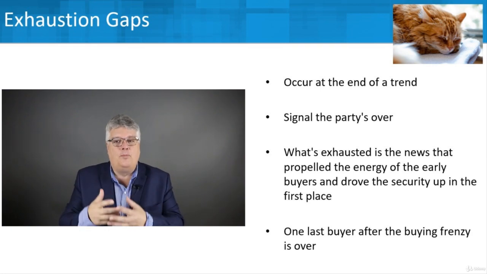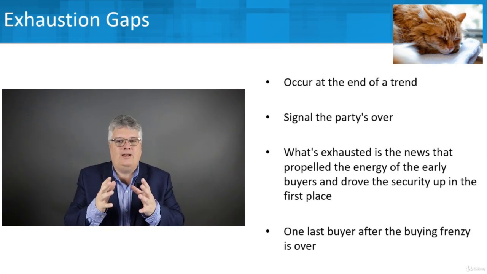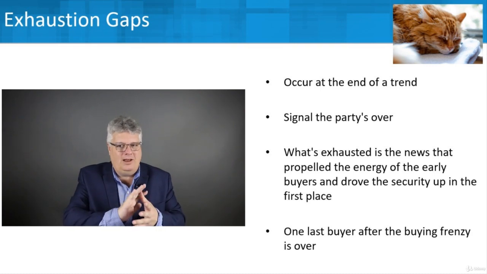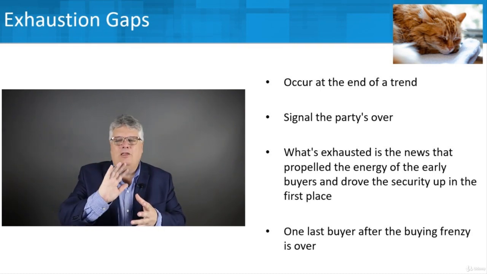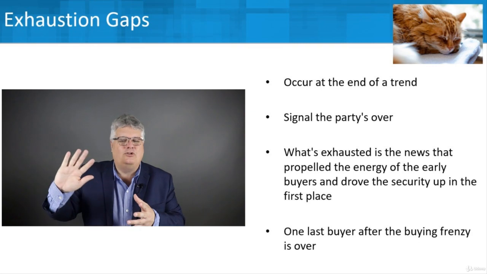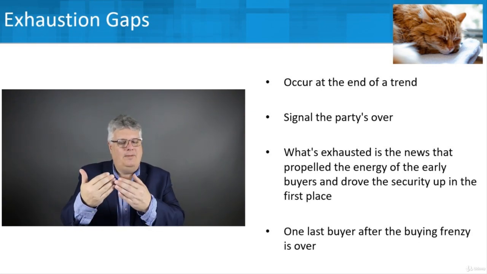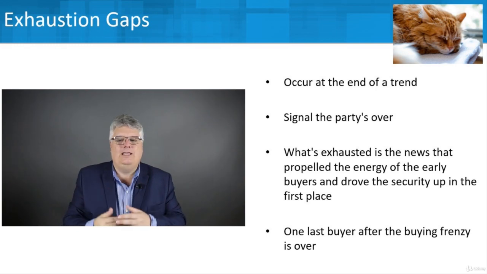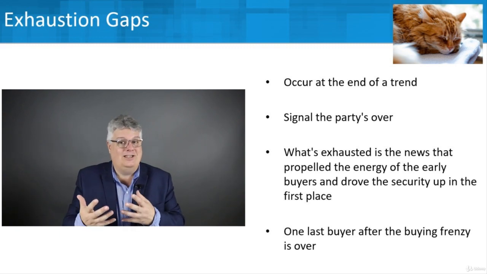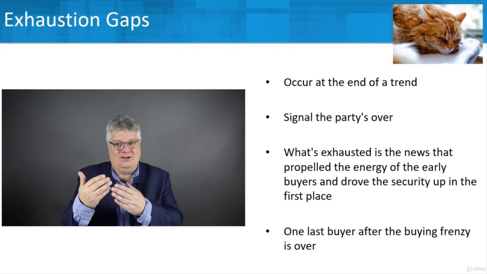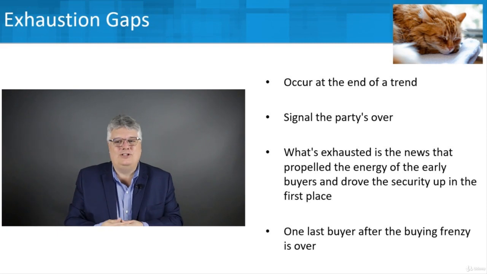Let's say it's an upward exhaustion gap, right? So you might have had a breakout gap that changed it and made it go up, and you might have had a runaway gap that continued that trend, keeping it going forward. But at some point it runs out of steam and has maybe another gap in prices, where you see what's called an exhaustion gap. It's kind of like that one last buyer after a buying frenzy is over. There's one last person, and then it starts to go the other way. That's what an exhaustion gap is.